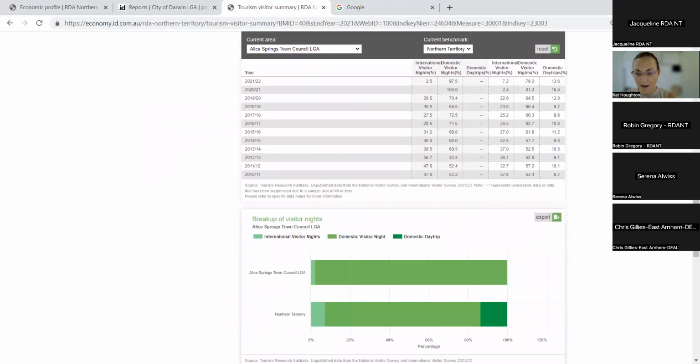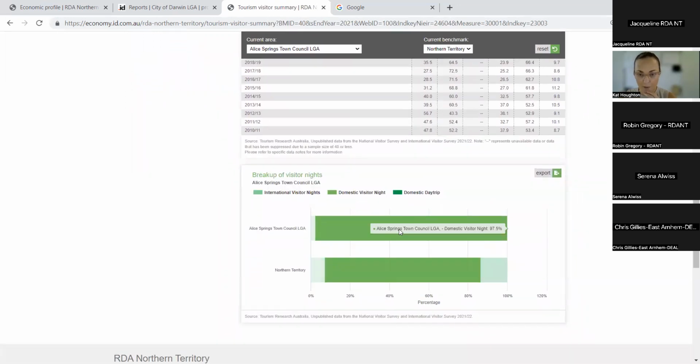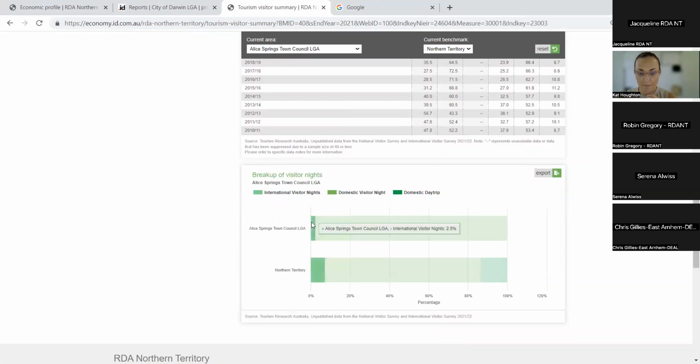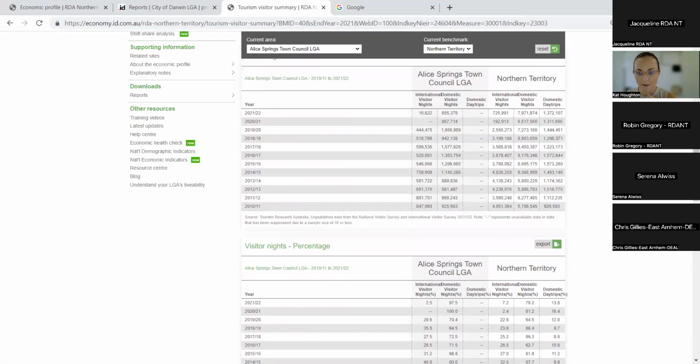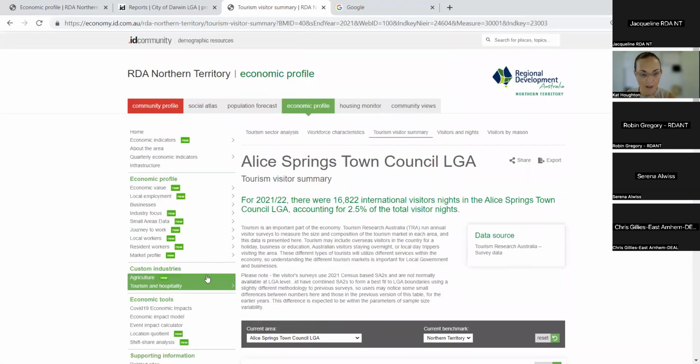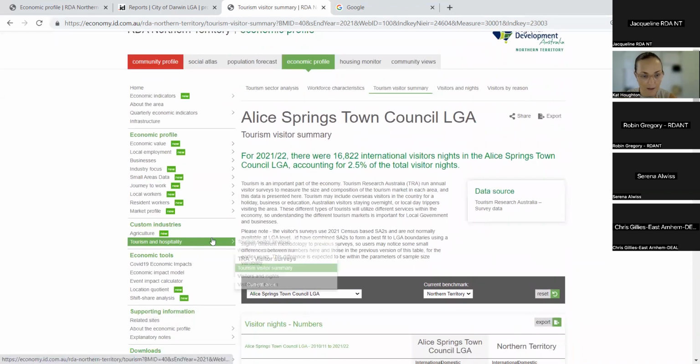Tourism Research Australia have changed the way they're collecting a lot of their data, but we can see here mostly domestic visitor nights, a little bit of international visitor nights. So we would hope to see that come back now that the borders are open, working, functioning, all of that sort of thing as well. So it's our Tourism Australia.